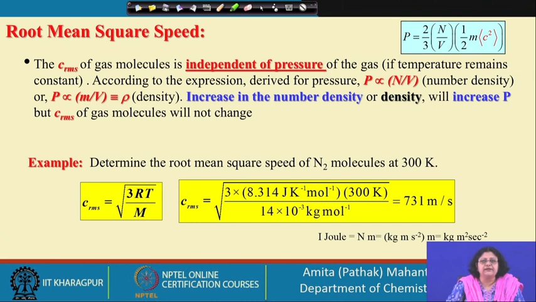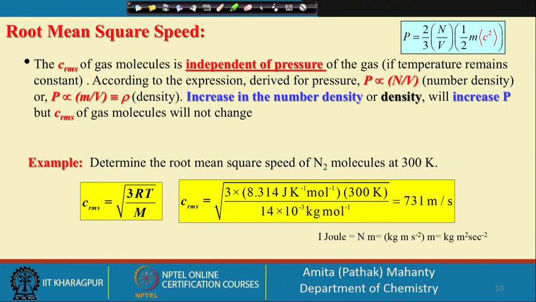Now, let us see one example. This is a solved example for finding out the RMS speed. The expression which we have here is the square root of 3RT by M. So, if you want to find out the RMS speed for nitrogen molecules at 300 Kelvin, then you can put the values here.